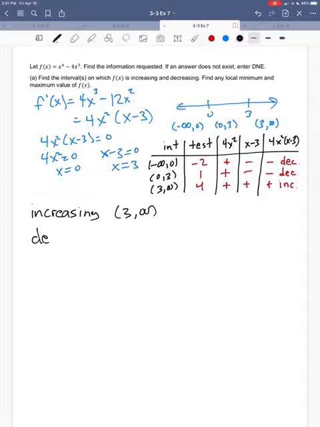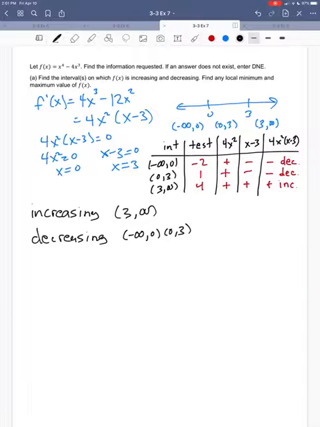Where it's decreasing, well, that's going to be those other intervals then. So from negative infinity to 0, and from 0 to 3. You probably could just say all the way from negative infinity to 3. It doesn't stop decreasing at 0. When we look at the graph, we'll see what happens there.